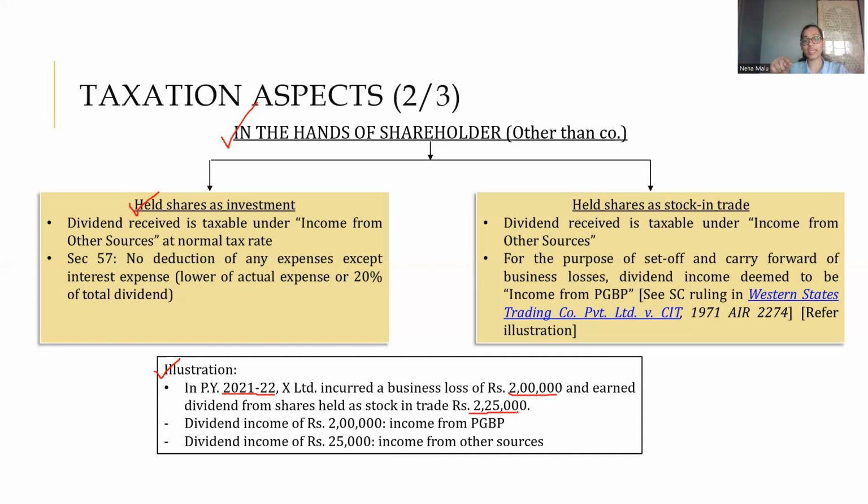So in this particular case, dividend income up to 2 lakh rupees shall go under the head of profits and gains from business and profession for the purpose of setting off of losses, and the remaining 25,000 shall be taxed under the head of other sources. So this is with respect to taxation in the hands of shareholders other than company.